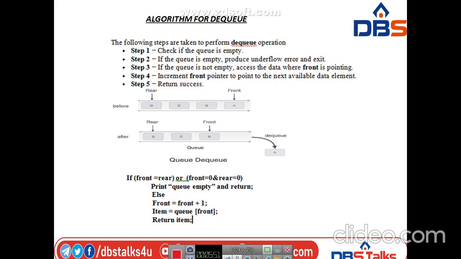The next statement is to display the element which is at the front end of the queue. That we can say item equals queue of front. Item equals queue of front means I am going to display the front end element present in the queue. After performing the deletion operation, I am going to display that item or element. So this is the algorithm for deletion from the queue.